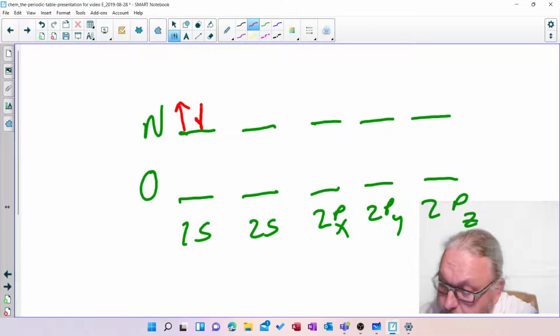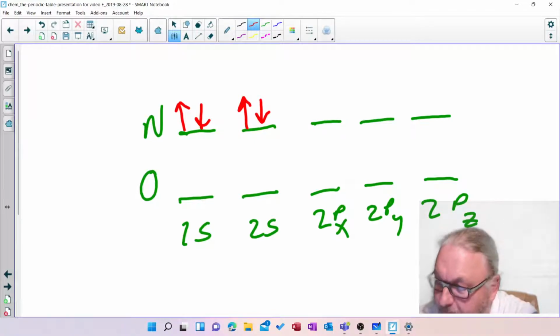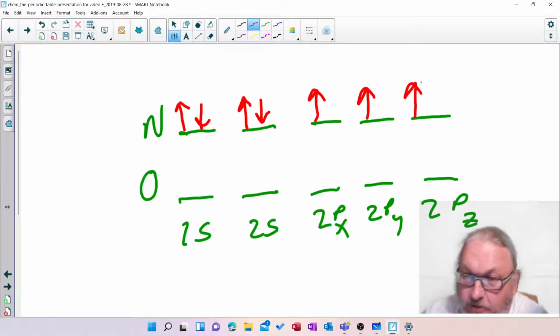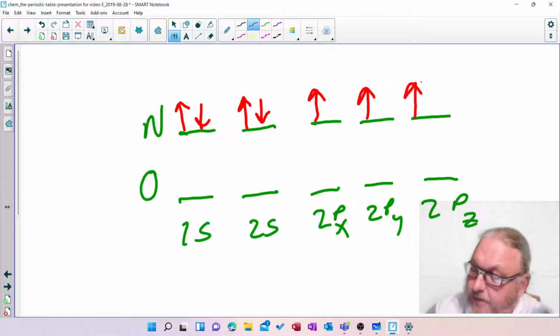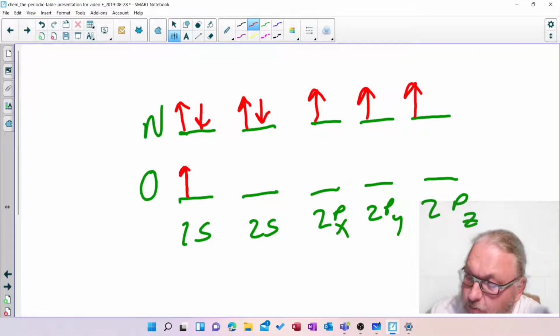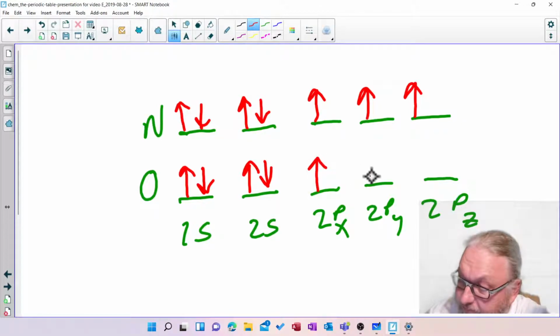1, 2, 3, 4. This is where that order of filling comes in. There's 4, 5, 6, 7. All right, so all my orbitals are full. These 3 are half full. Life is grand. Let's do oxygen. It's got 8 electrons. 1, 2, 3, 4, 5, 6, 7, and one more, 8.